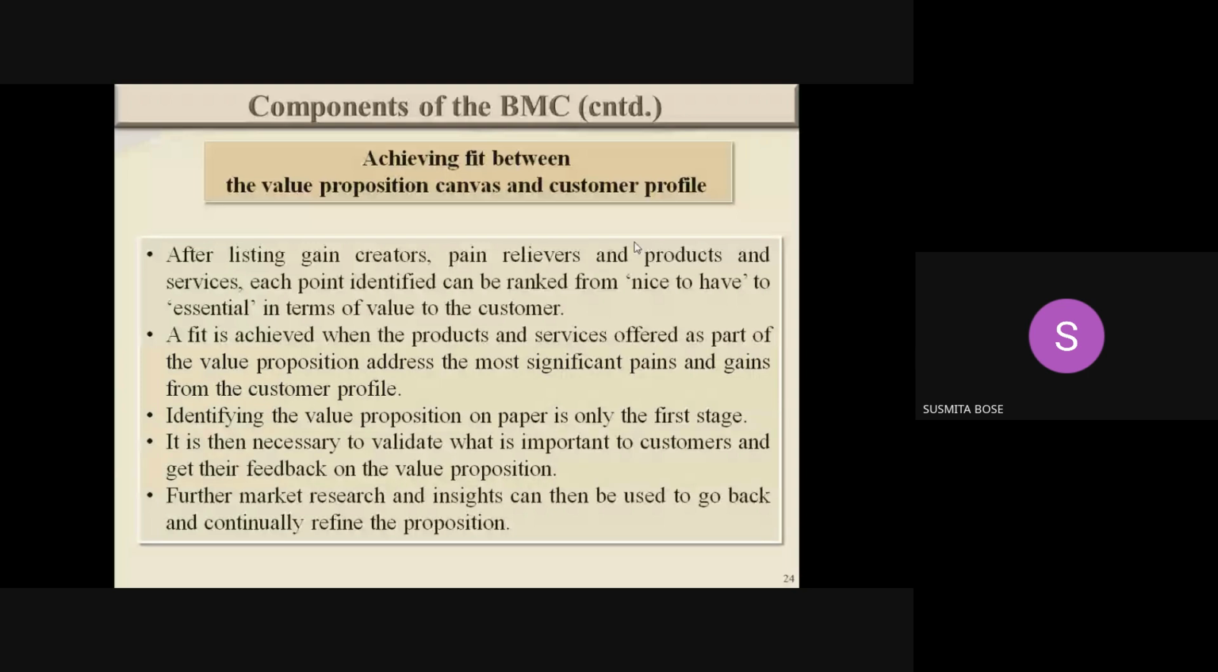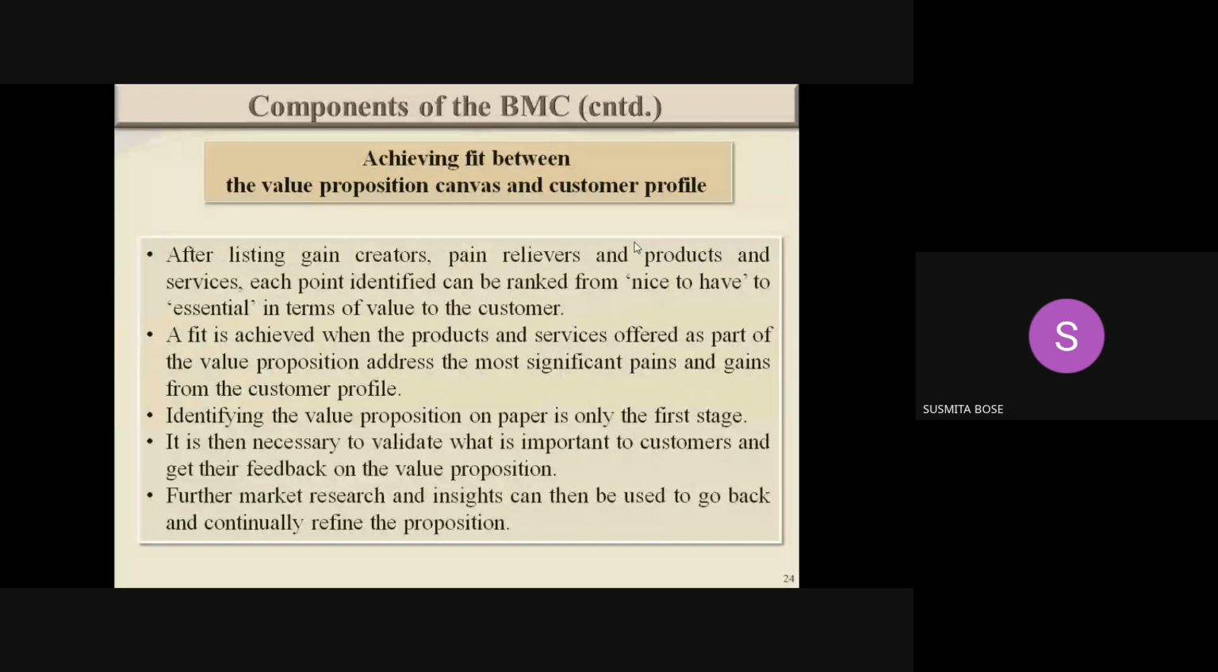These are essential products in terms of values to the customers. A fit is achieved when the products and services, and also that a customer might think, "This product from this company I need to have, I will buy." This is essential. And nice to have: okay, I can have it, or I can have it from some other company also. So this is nice to have to essential, listing down the customer inclination or pattern of behavior.